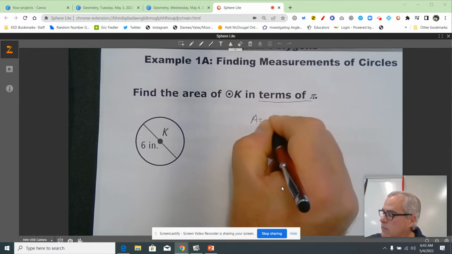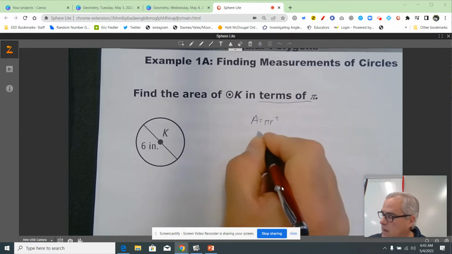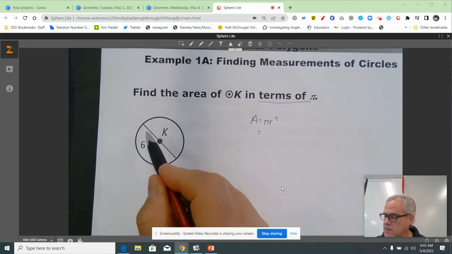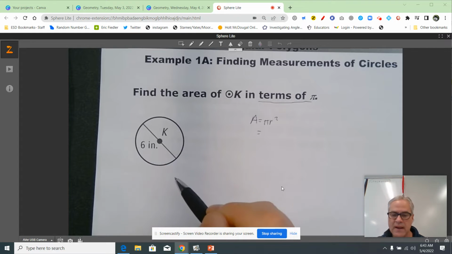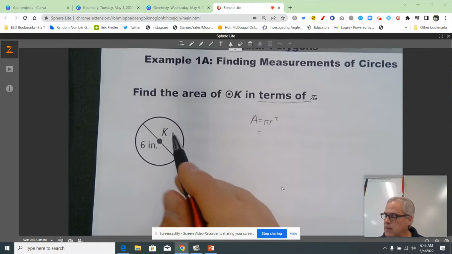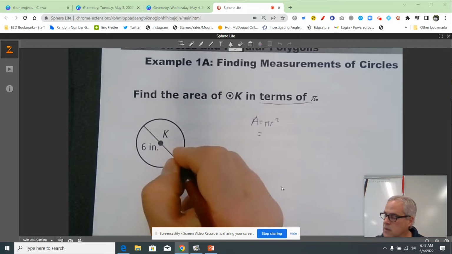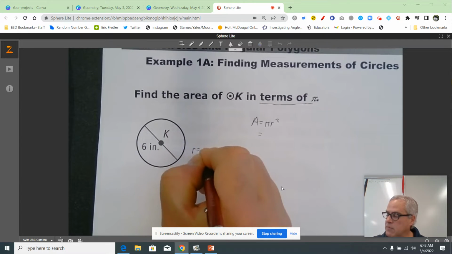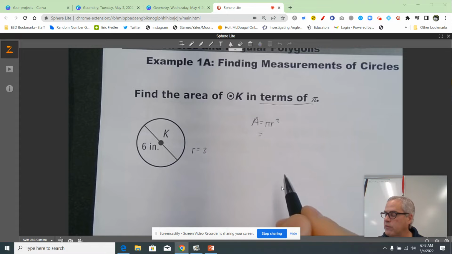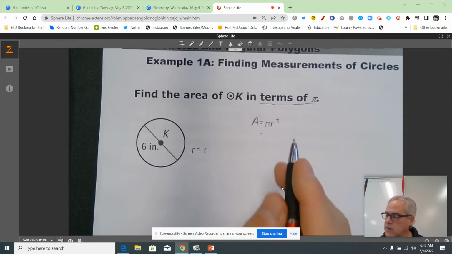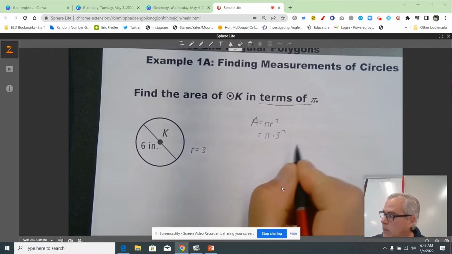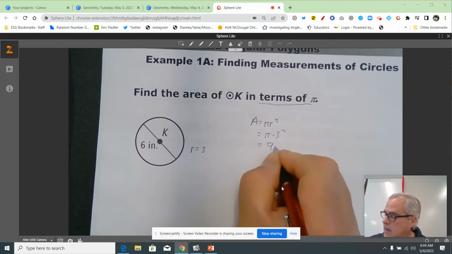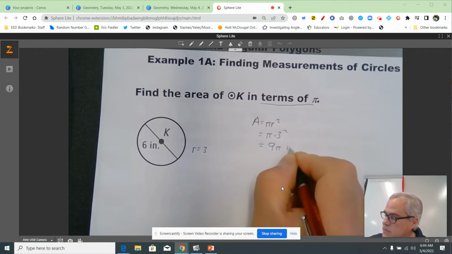The formula that we're going to write is A is equal to pi r squared. Okay, and in the picture, they give me this. This is the distance all the way across that goes through the center. That's called a diameter. I think most students know that. So if the diameter is 6, your radius then would have to be 3. And the formula for the area of a circle is based on the length of the radius. So A is equal to pi times 3 squared. 3 squared is 9. And I have 9 pi inches squared.